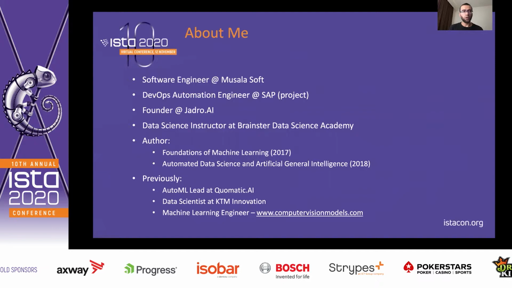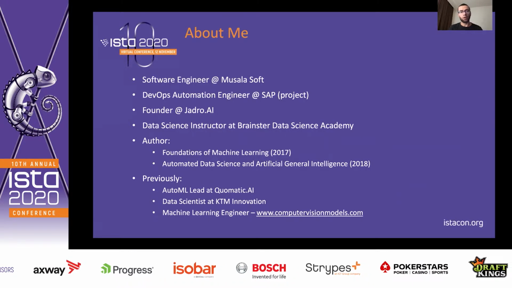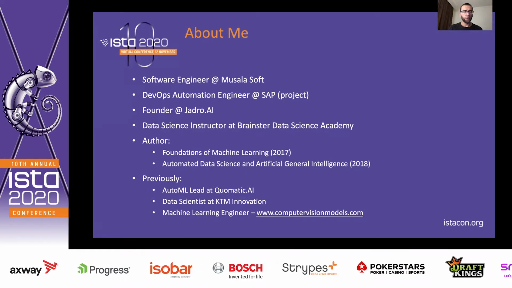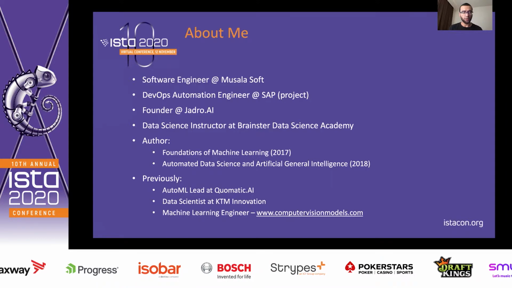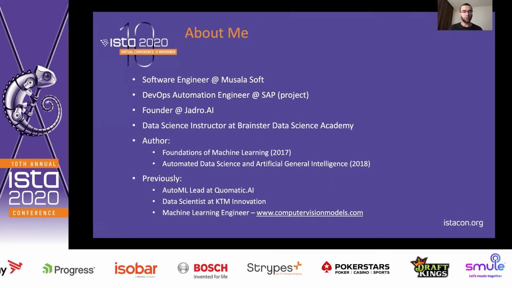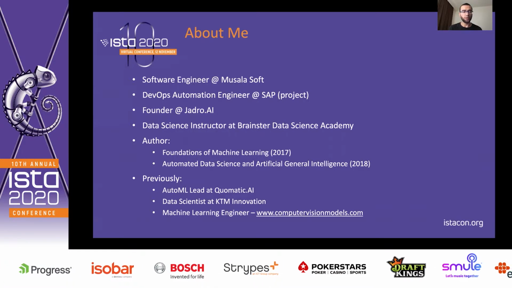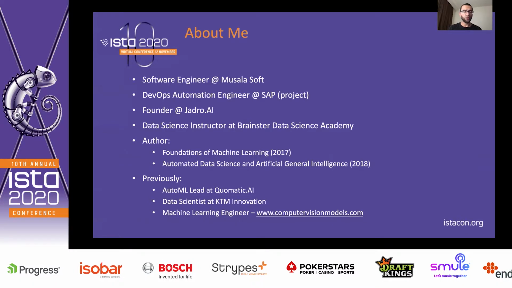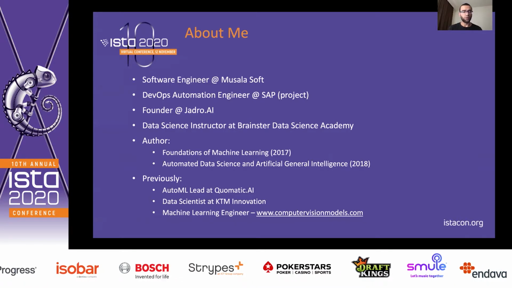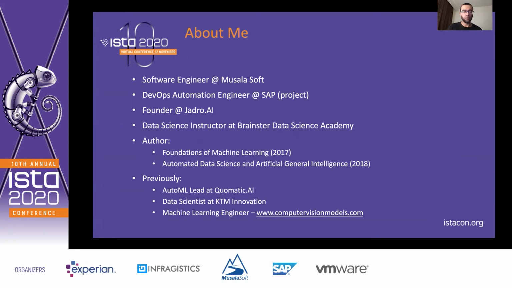In short about me, I'm a software engineer at Musala Soft. I'm currently active with SAP on a DevOps project. In free time, I have my small AI startup. I'm also a data science instructor at Brainstar. Before, I have written two books on machine learning and data science. And my previous experiences include positions as machine learning engineer, data scientist, and AutoML.